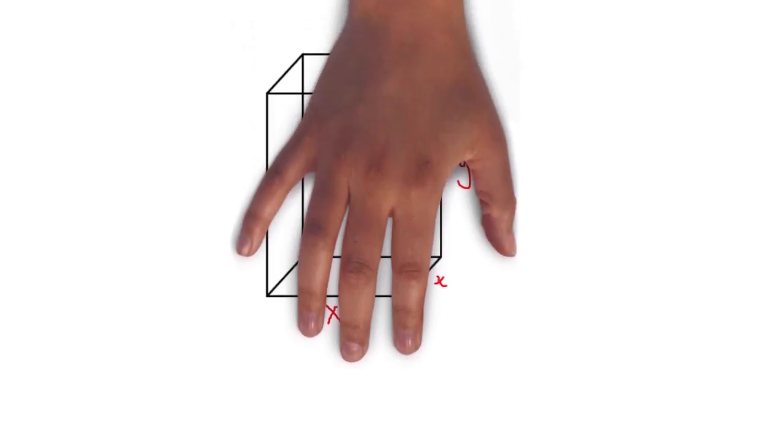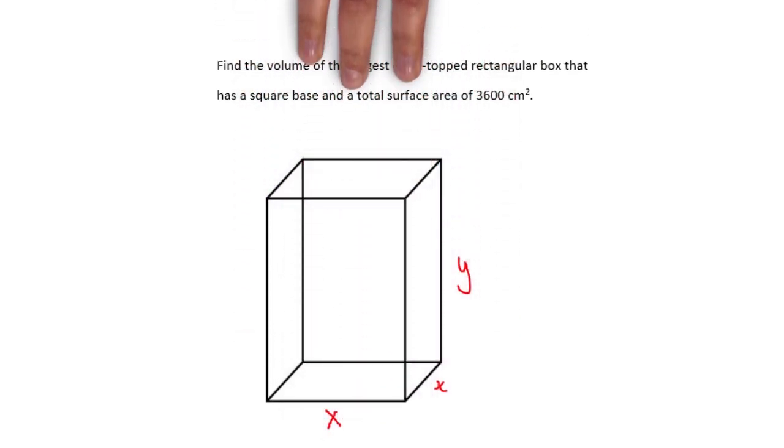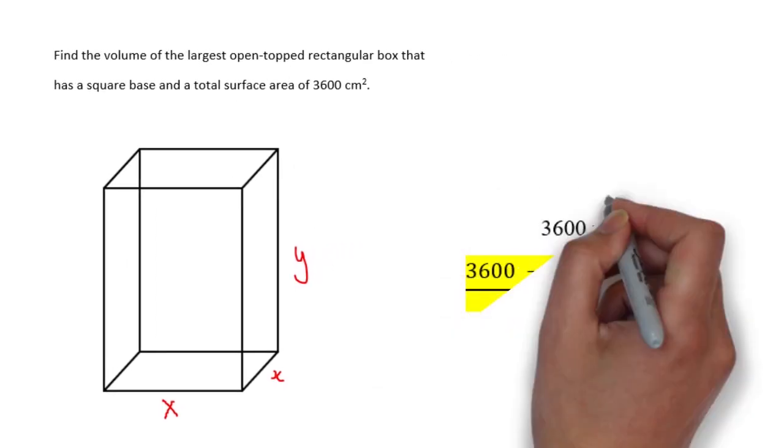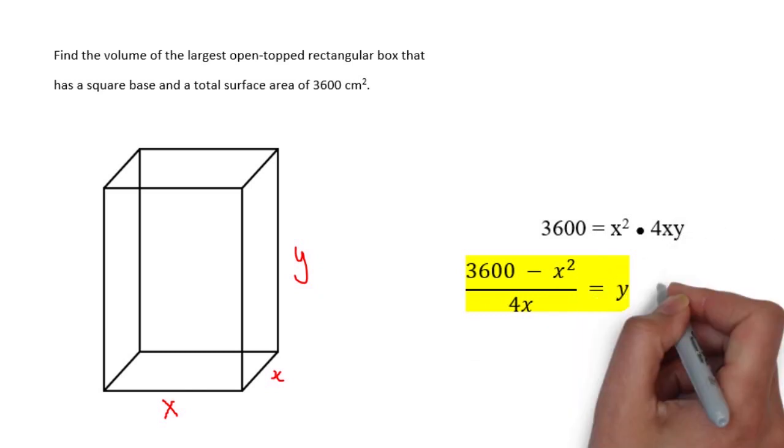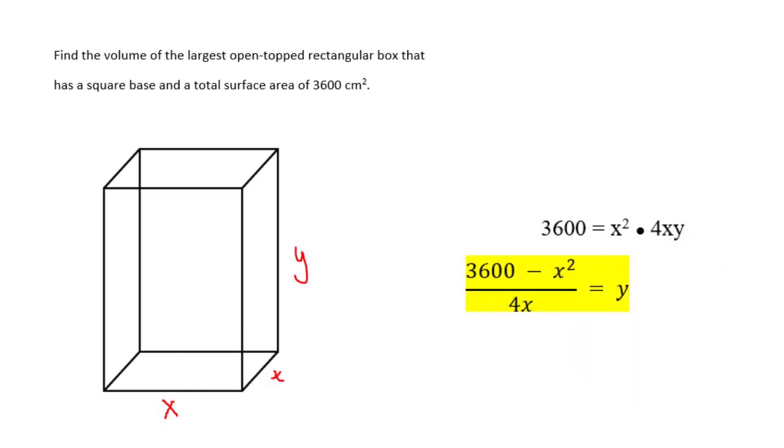So, let's see the question given. Find the volume of the largest open-top rectangular box that has a square base and a total surface area of 3600 cm squared. Now, because the box is open at the top, we just have the area of the base. If the box was closed, we would have 2x squared because there would be a top and a bottom. So 4 sides each x by y, and that total surface area is 3600.